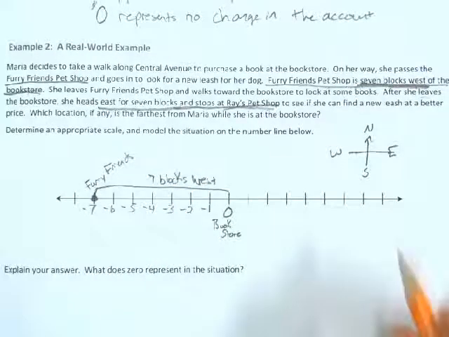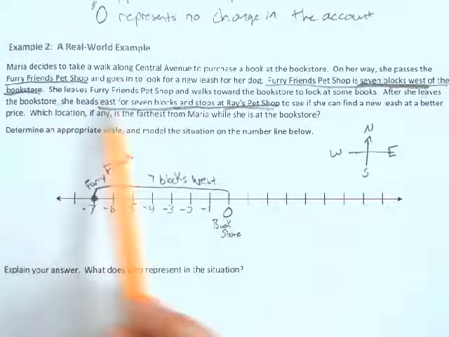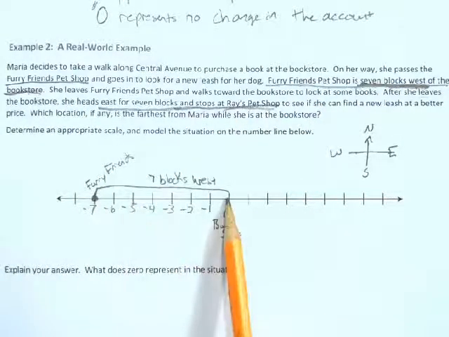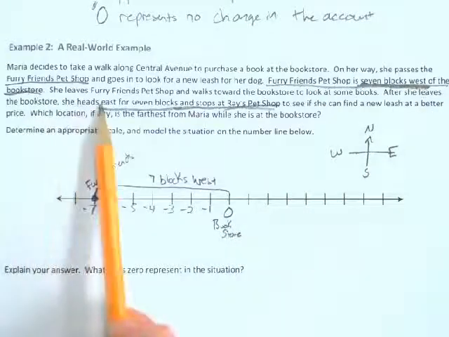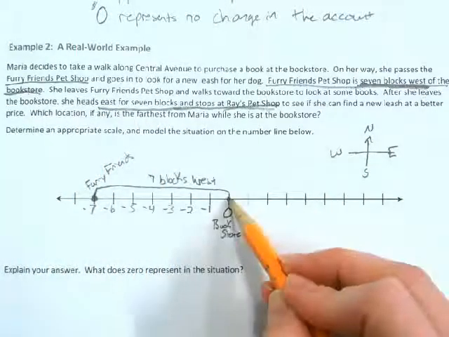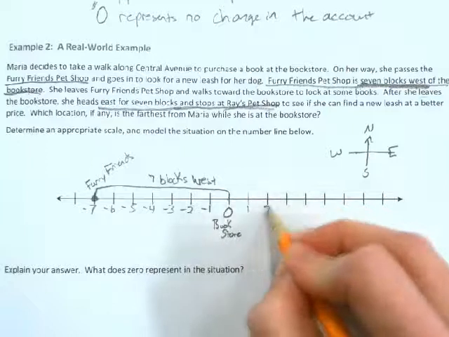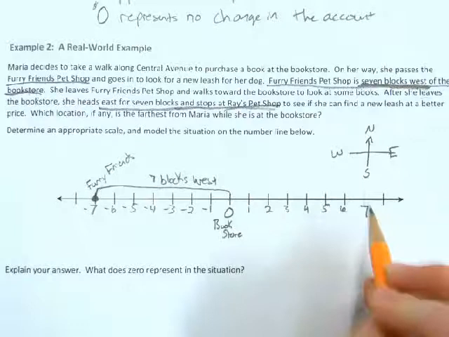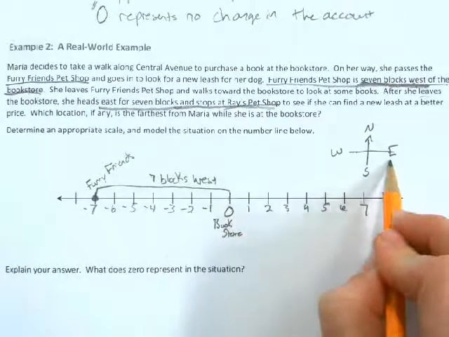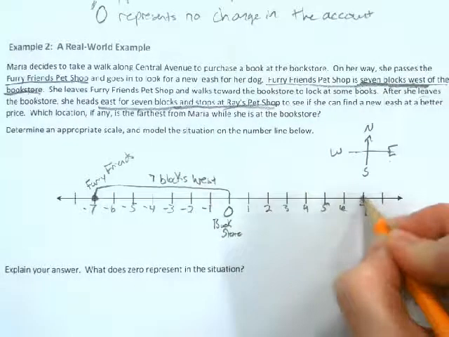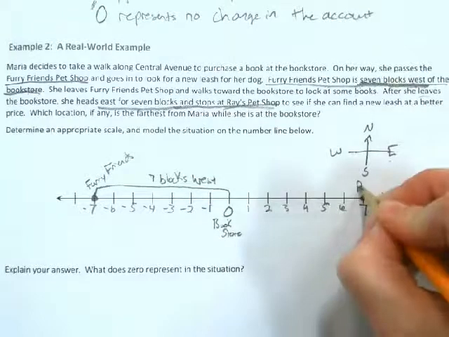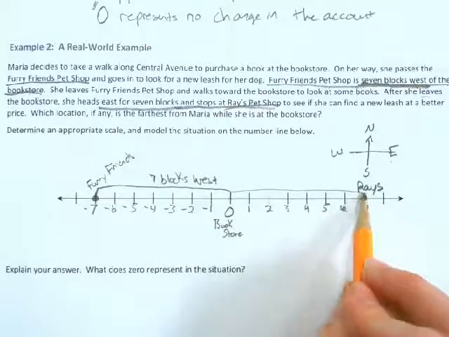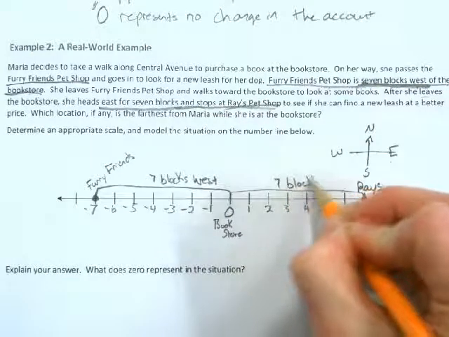Then I'm going to go on to the next thing that she did, and she left there and she went to the bookstore to look at some books. So she went on to the bookstore, looked at some books. After she left the bookstore, she heads east for 7 blocks. So now I need to go to the right 7 blocks. 1, 2, 3, 4, 5, 6, 7. And again, I'm going to the right because east is to the right on the compass. And so she went over here to Ray's Pet Shop. And from the bookstore to Ray's was also 7 blocks.